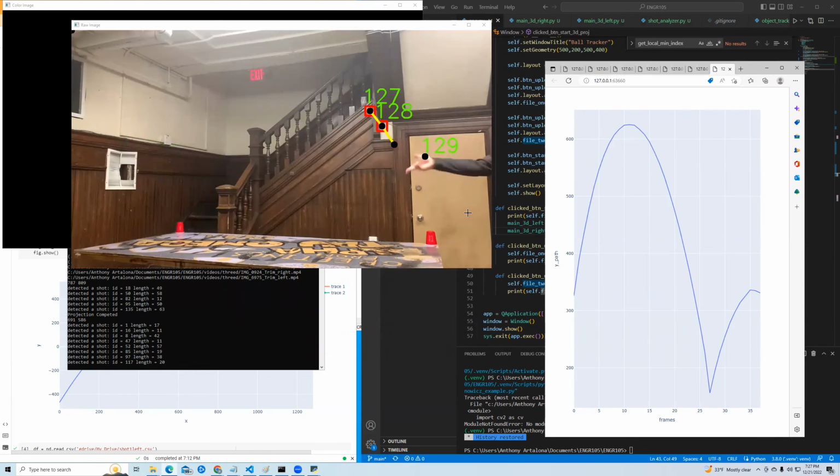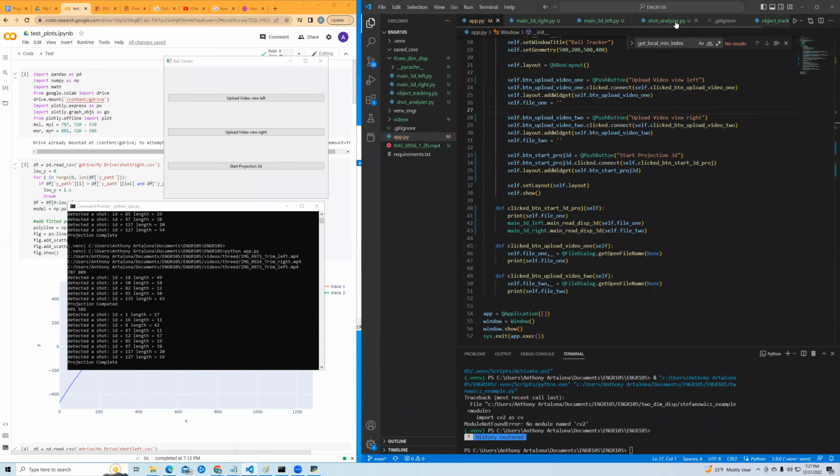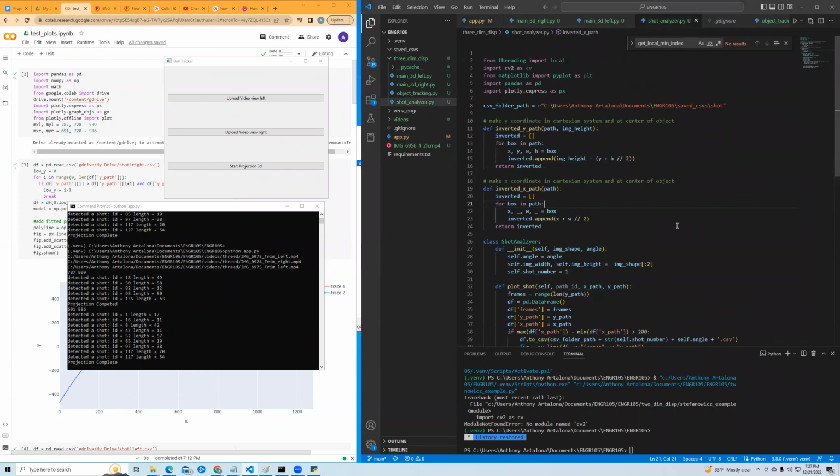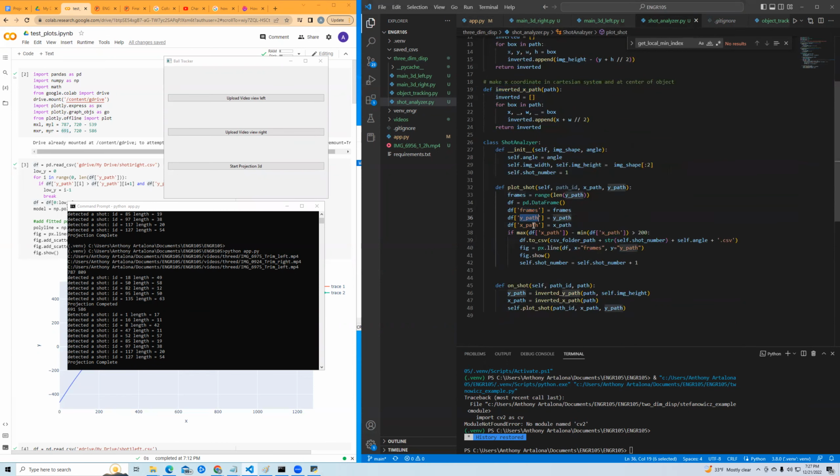Then, once we have those points, it reads in the points here, gets the X and Y path, then it plots them here, sets a DF, and then writes it to a CSV, and then shows it here, which is what was popping up in the browser there.